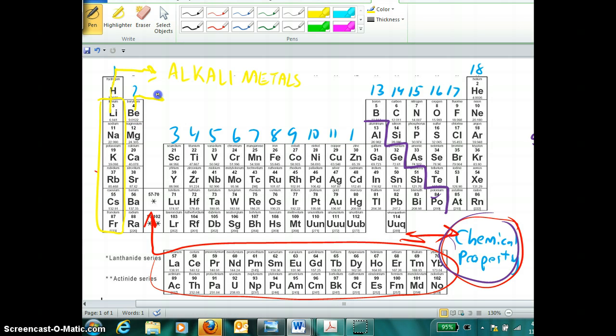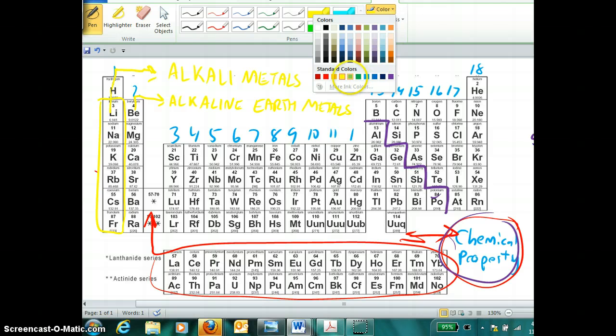Now the group 2 metals also go by the name alkaline earth metals. And if you have trouble remembering which is which, I always use the mnemonic that alkali ends in an I, and an I looks an awful lot like a 1. And alkaline has 2 more letters, and we're talking about group 2 when we talk about alkaline earth metals.